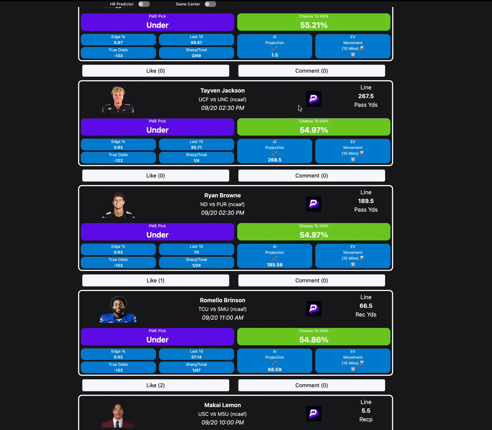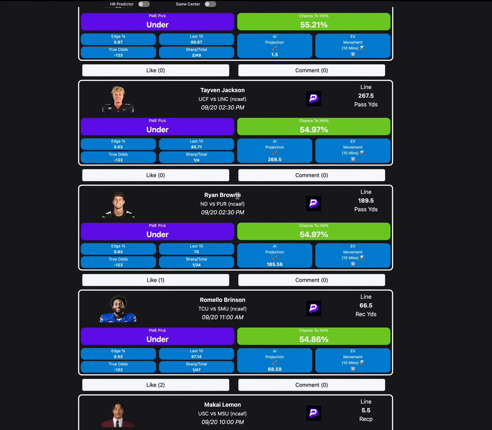Taven Jackson, under 267.5 passing yards at a positive 0.63 edge percent. True odds of minus 122. Only one sharp book baked into this. Not many books have the line at 267.5 for him. AI projection has this at 268.5 for the over. So honestly, it's a close edge. You can easily just say, you know what? Yes, it's a positive edge, but there's only one sharp book, and the AI projection is on the over. So I'm just going to skip this play in general and take a look at other spots.